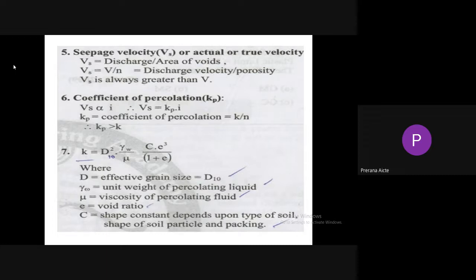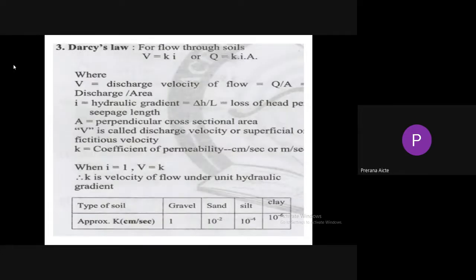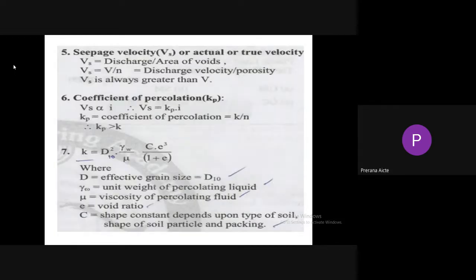In the case of superficial velocity, as I have shown earlier, here V is known as discharge velocity. Discharge divided by total area will give the velocity. V is called discharge velocity or superficial velocity. Here I am dealing with seepage velocity, but before that I am explaining what discharge velocity means. Discharge velocity is equal to discharge divided by the total cross-sectional area of the soil mass.